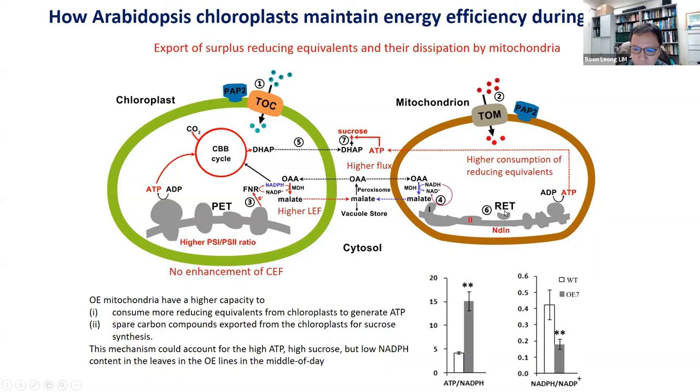And as a result, it can allow the chloroplast to export more because the pressure from the mitochondrion may be less. So as a result, this could also help regenerate NADP so that it can enhance the LEF with more electron acceptors. And also there is a higher PS1 to PS2 ratio. Then the more robust chloroplast can generate more 3C compounds, and more robust mitochondria can generate more ATP, which can result in a higher production of sucrose that can drive plant growth. So when we look at the OE line, it has a much higher ATP to NADPH ratio than the wild type, and it has a much lower NADPH to NADP ratio than the wild type.